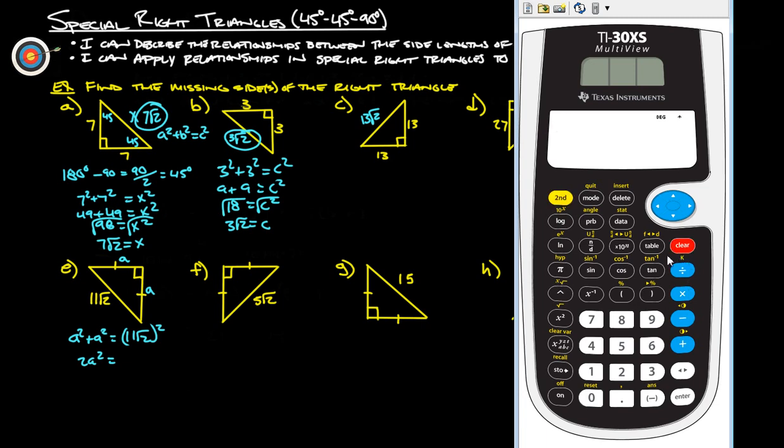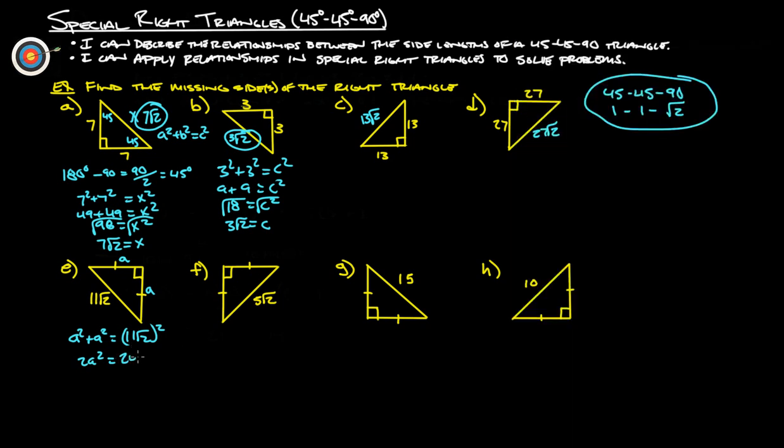Let's do this. Let's do parentheses. 11 root 2. Oops. Let's get that all figured out here. Delete that. Move the arrow over. Now we got this. There we go. 11 root 2 squared. Push equals, and we get 242. So this equals 242.